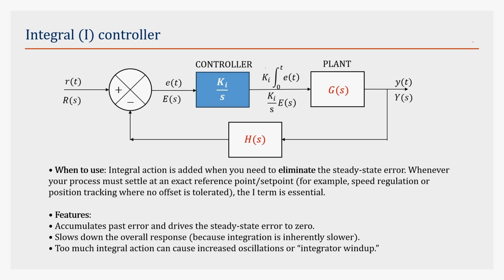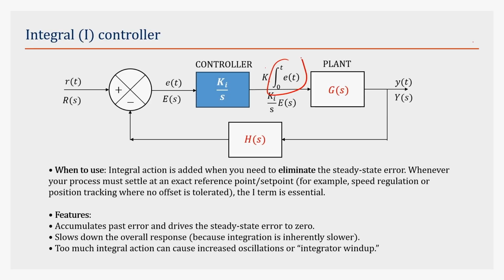So, when do we have to use an integral controller? Whenever you see that there is a steady state error, we need to use an integral controller. From the type perspective, we are increasing the type of the system, that will also bring down the steady state error, right. And you also understood how the steady state error is brought down, because it is taking into account the accumulation of the error from 0 to t. So, there should have been a dt here. Okay. So, whenever your process must settle at an exact reference point, then the I term is essential. This is when we have to use I.